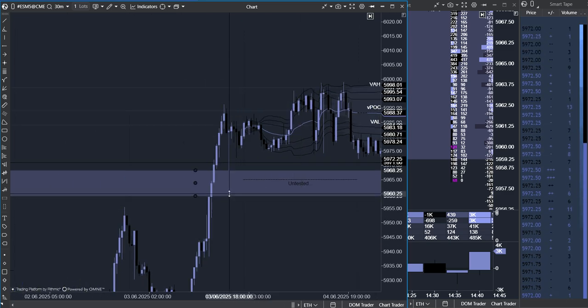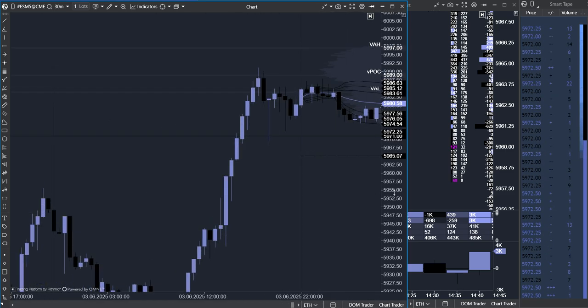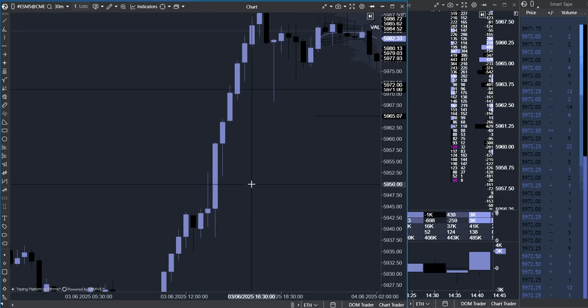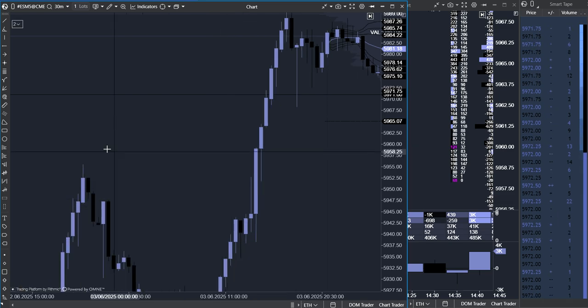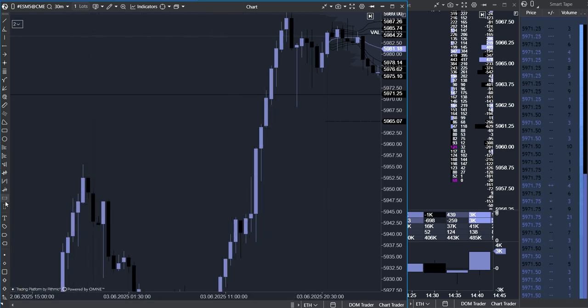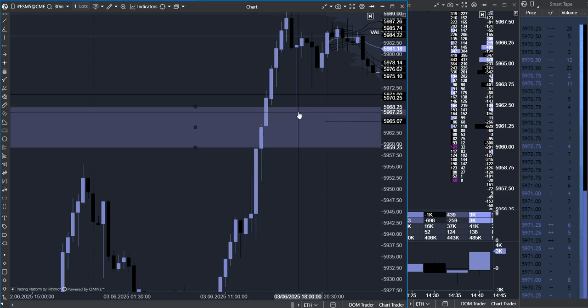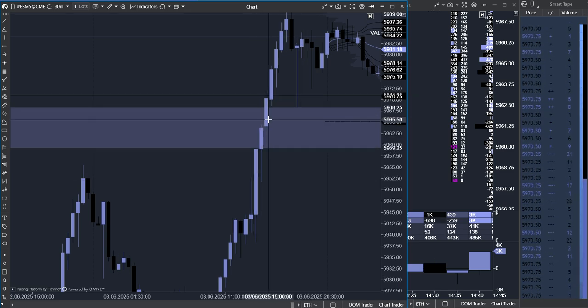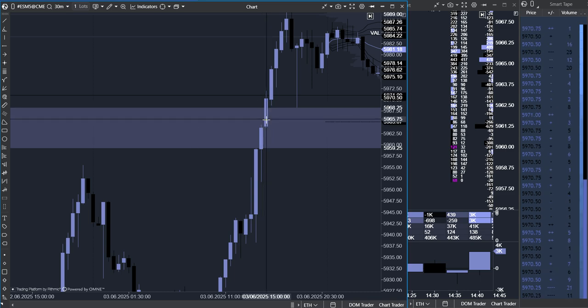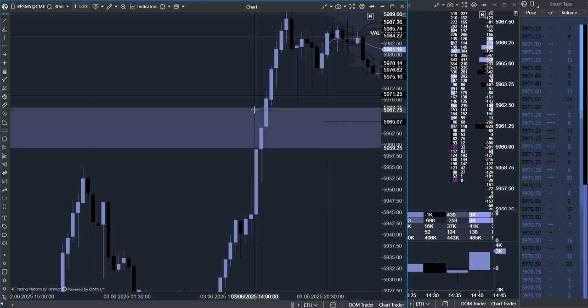So first, what are single prints and how do you spot them without a TPO chart? When I talk about single prints in this context, I'm looking at 30-minute candles. A single print is a candle where price only traded during that 30-minute period, and there's no price overlap with the candles before or after. It's basically a standalone auction. Price moved so quickly through that level that it didn't build out any structure.